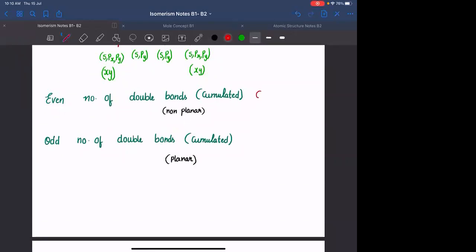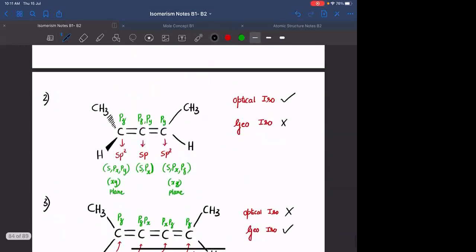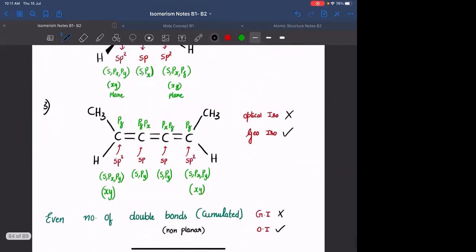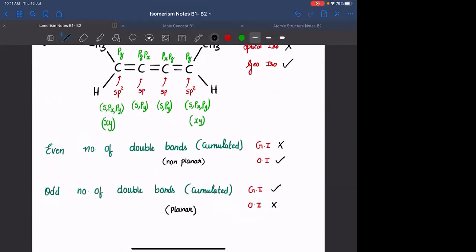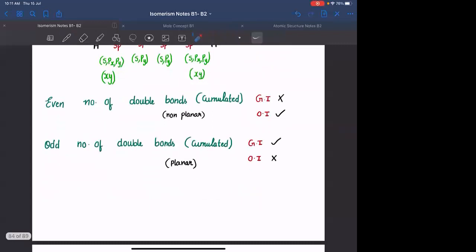इस केस में geometrical isomerism, optical isomerism, geometrical, optical. Geometrical होगा क्या नॉन प्लेनर है तो? नहीं, ऑप्टिकल होगा. प्लेनर है तो geometrical होगा, ऑप्टिकल नहीं रहेगा. Clear? Just remember this. This is the analysis. आपको बस याद ही रखना है. Even number of pi bonds है तो you will be having optical but not geometrical. Odd number of pi bonds है तो you will be having geometrical but not optical. बस इतना ही. For entrance point of view, बस इतना ही आपको याद रखना है.